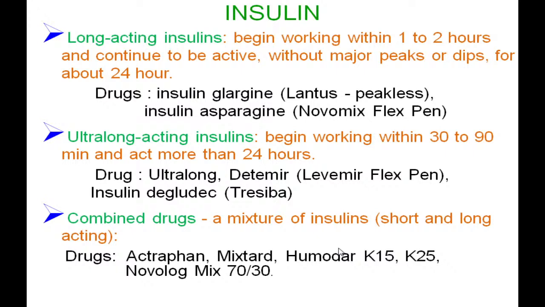We economize one injection. This combination starts to act fast, and this is modeling of first taking of food, but long-acting peakless models basal secretion of insulin. Examples: Actraphane, Mixtard, Humodar, Novolog, and so on, and so on. These are preparations of insulin.